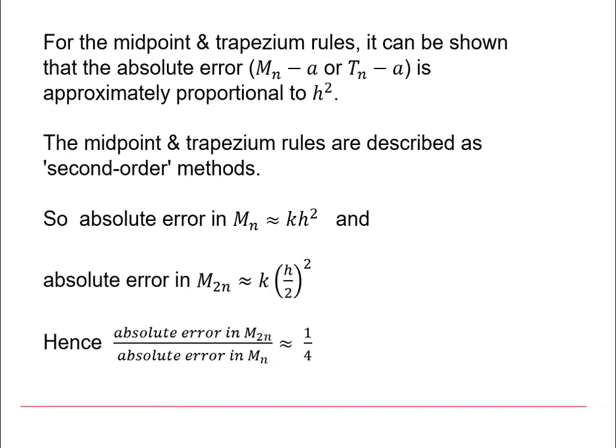And so if we take the ratio of M_2n to M_n, then we've got k (h over 2) squared divided by k h squared. So the k and the h squared are going to cancel, and we're going to be left with a quarter.